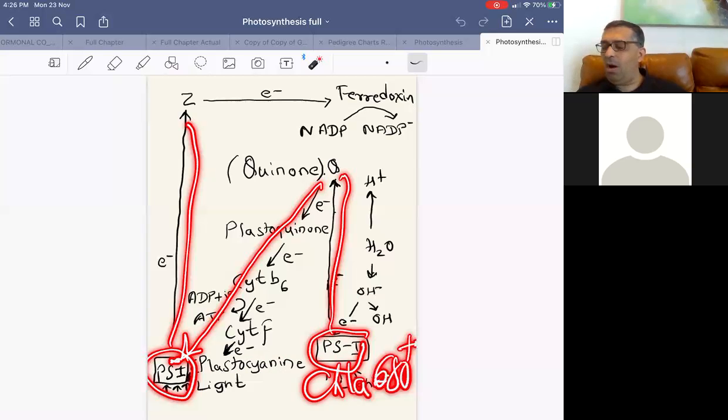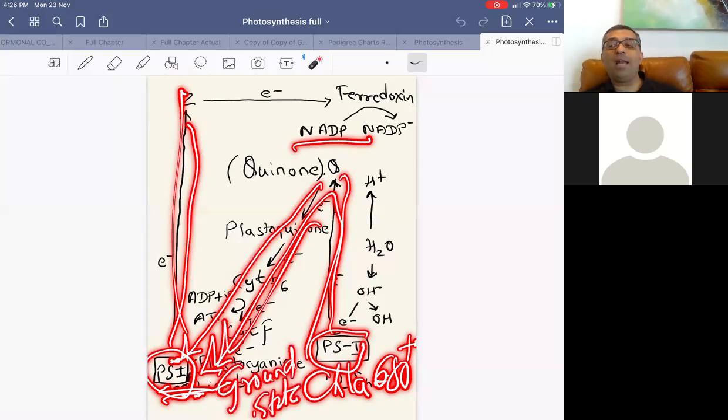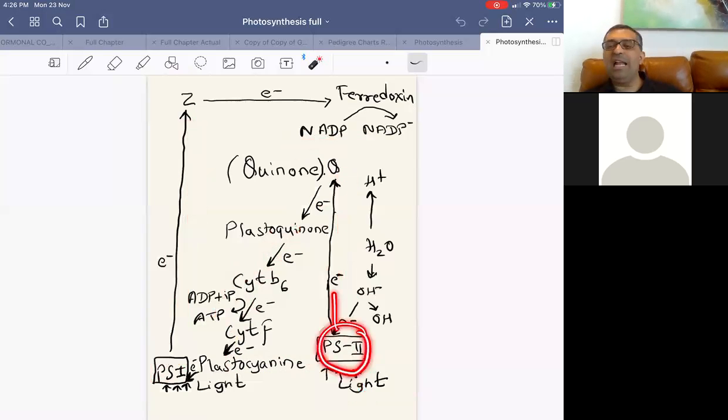PS1 का इलेक्ट्रॉन NADP के पास चला गया, PS2 का इलेक्ट्रॉन PS1 के पास चला गया, तो PS1 तो lost electron but gained electron, meaning it has come back to ground state in less than 10 raised to minus 9 seconds. PS2 has lost its electron. Who will bring it to ground state?